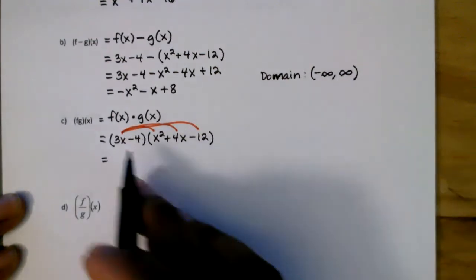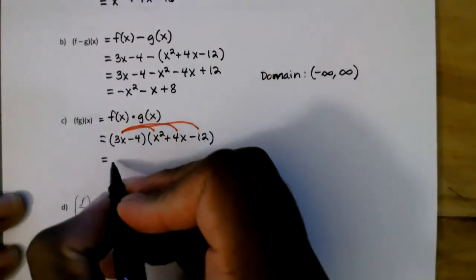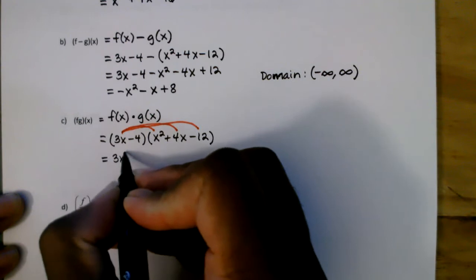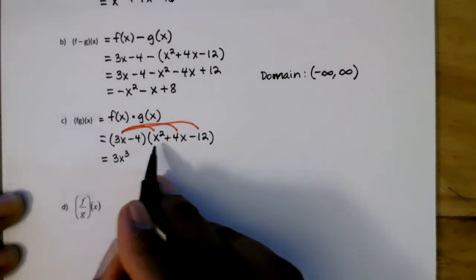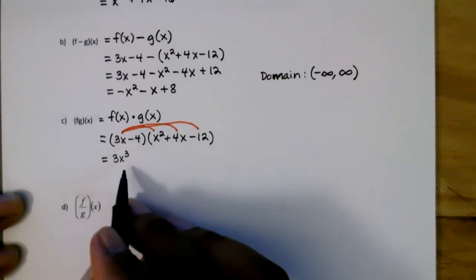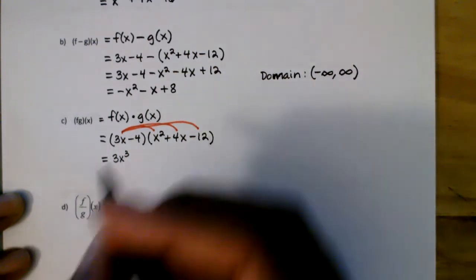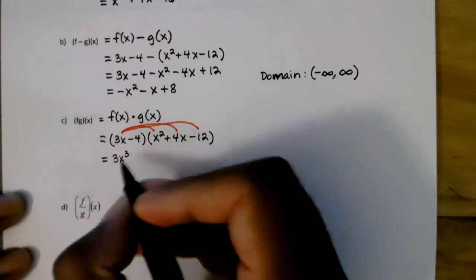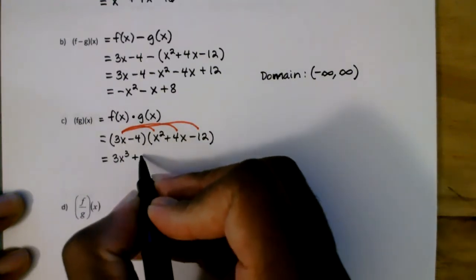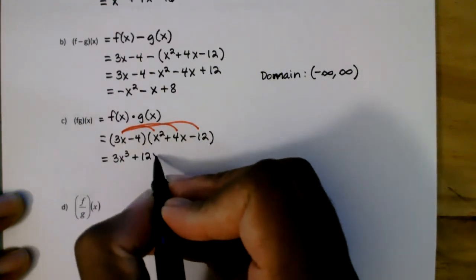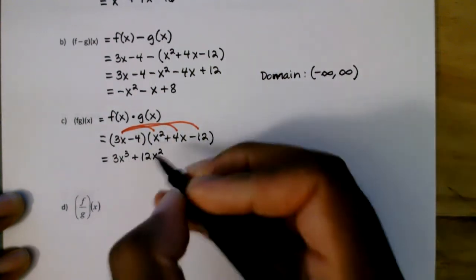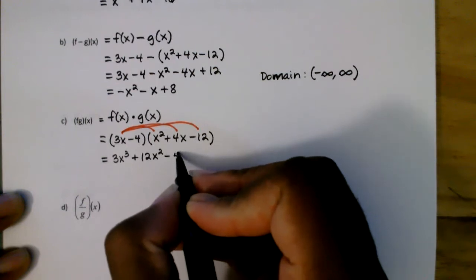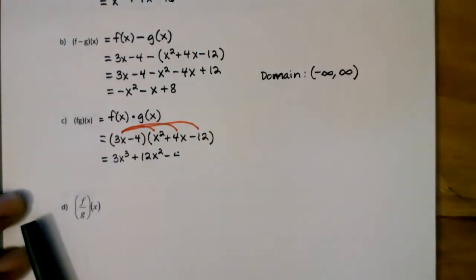So here, 3 times x squared is 3x cubed, because bring down the 3, x times x squared, that's like x to the 1 times x squared, or x cubed. And then 3 times the plus 4x, well, 3 times 4 is plus 12, and x times x is x squared. And then 3x times the minus 12 will be a minus 36x.